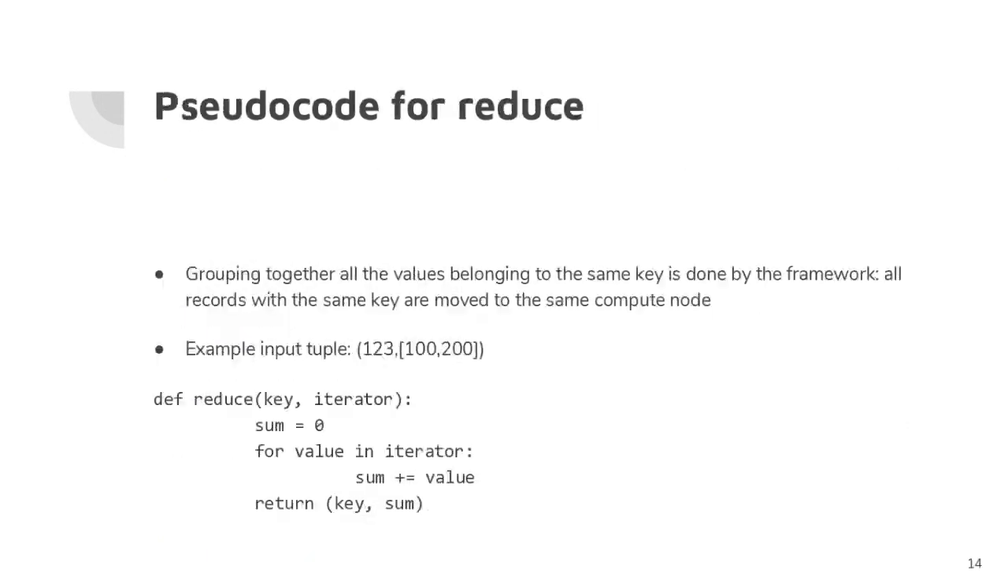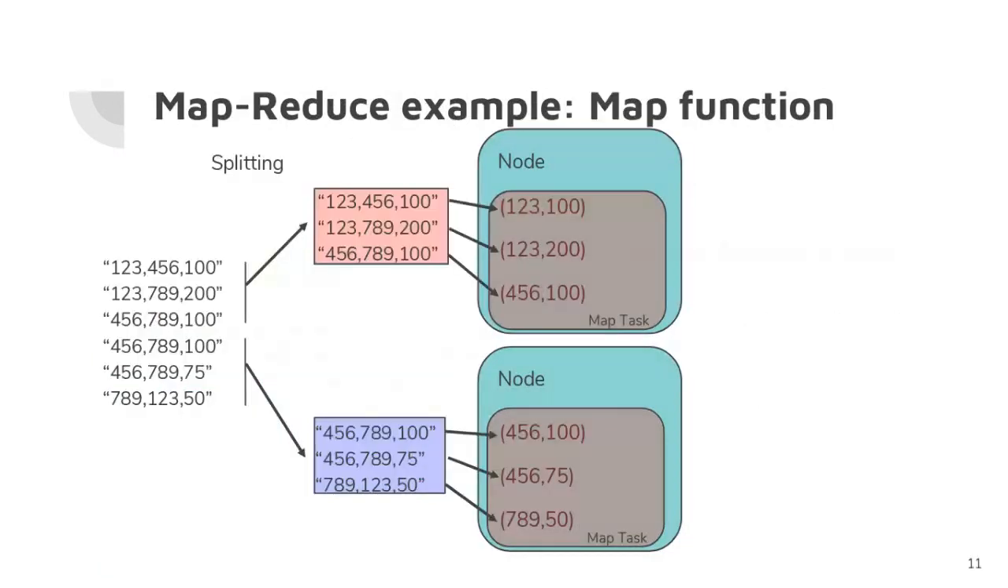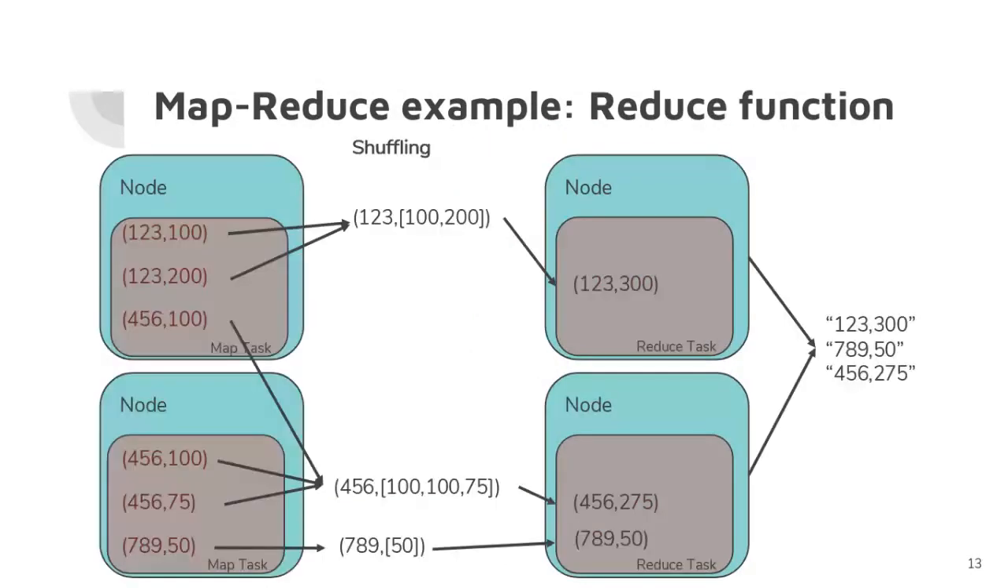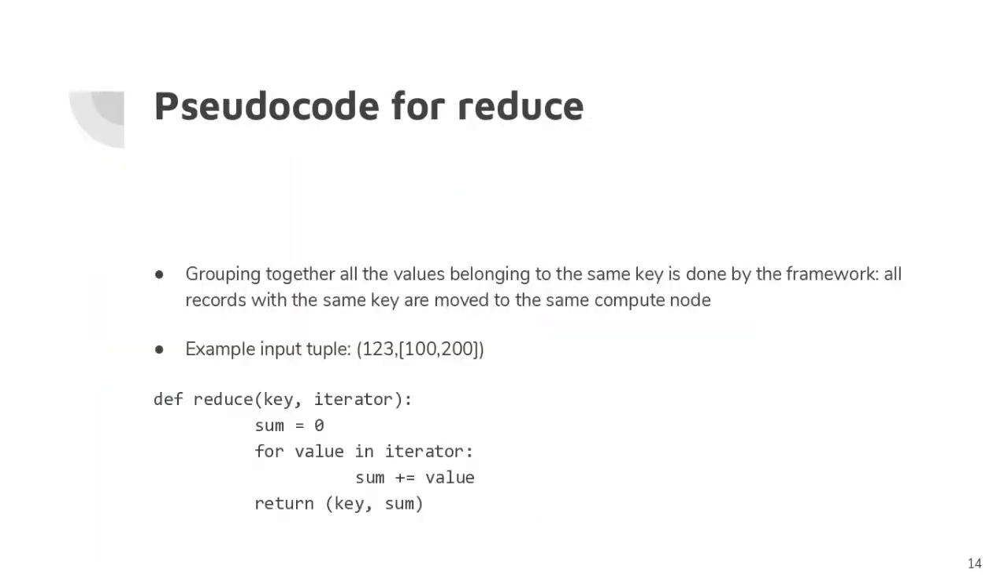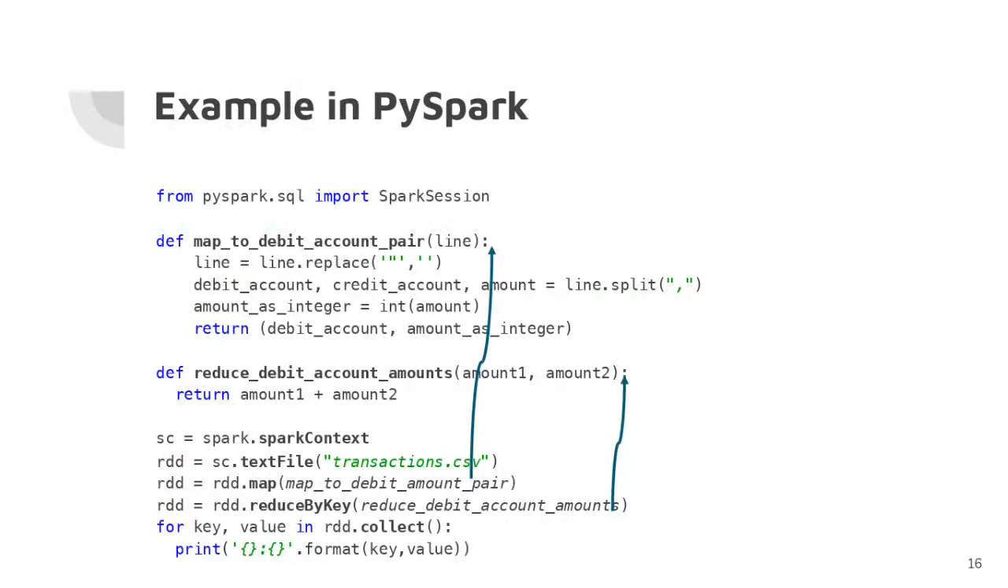So the transaction CSV would look like this, shown on the left. These simple strings containing the debit, credits, and amounts. So that's the input to Spark, this text file. And then you have your map and reduce by key functions you call on the RDD variable. We'll talk later about what exactly this RDD variable is.